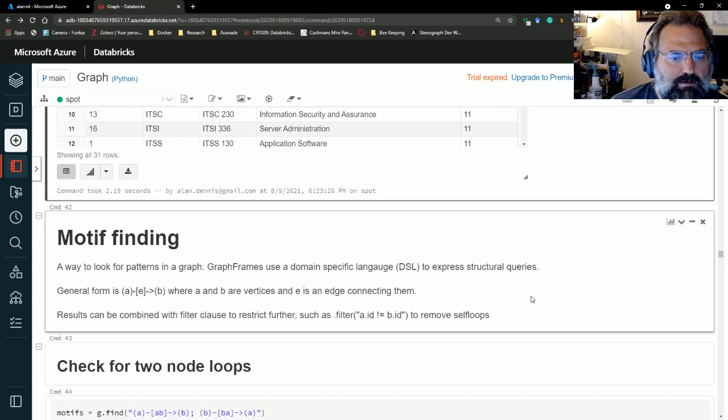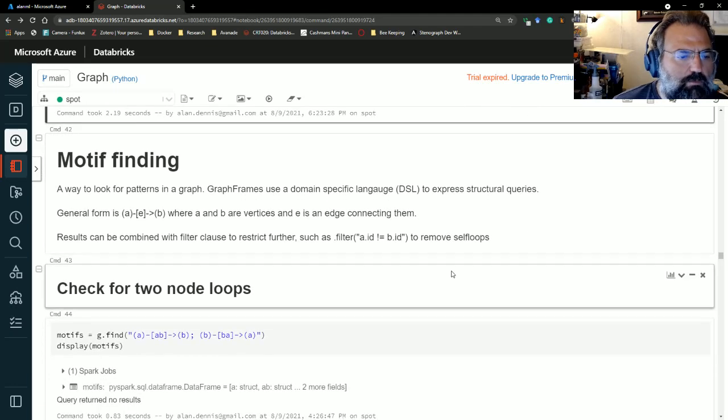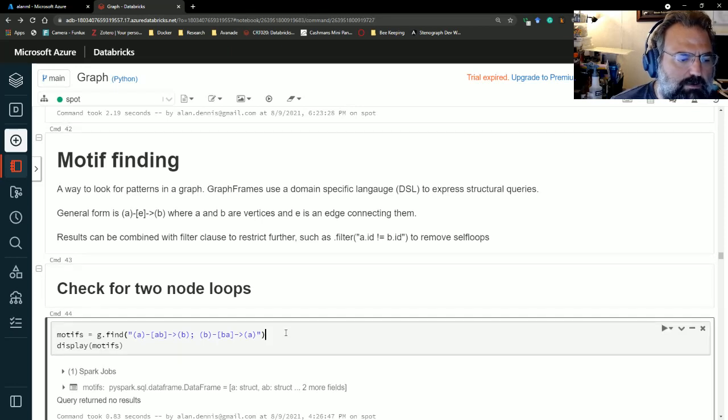Motif finding speaks to the concept of being able to find patterns or structure within a graph. In particular, the most common thing you're going to want to look for is cycles. So if you check for a loop that involves 2 nodes, so A points at B and then B points back to A, that is something that may or may not be desirable.